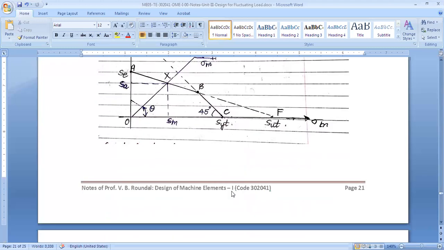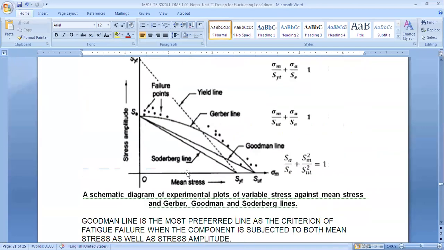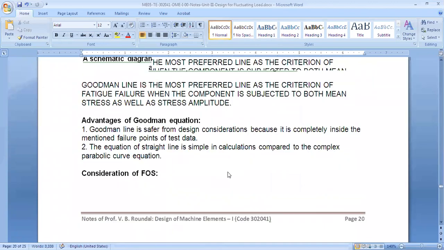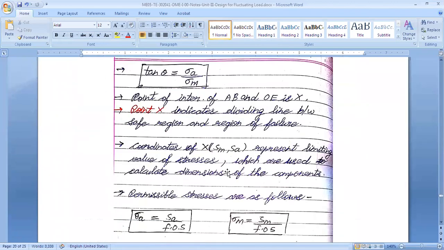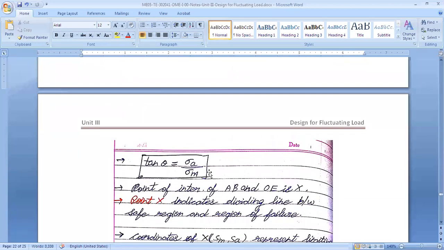Okay, so I think we have spent enough time on the Goodman and Gerber lines. I have explained what these three lines are, how to remember them, why the Soderberg line is at the bottom, how the Gerber line is actually a Gerber parabola, and what the equations of these three are. We have talked about that also. I hope these lines are pretty clear now, and factor of safety is also explained.